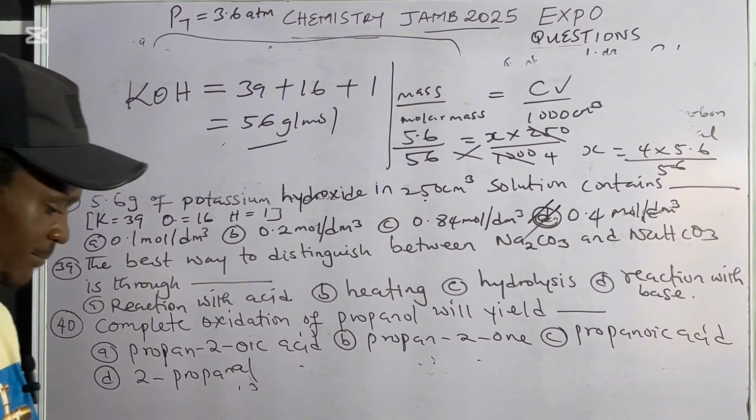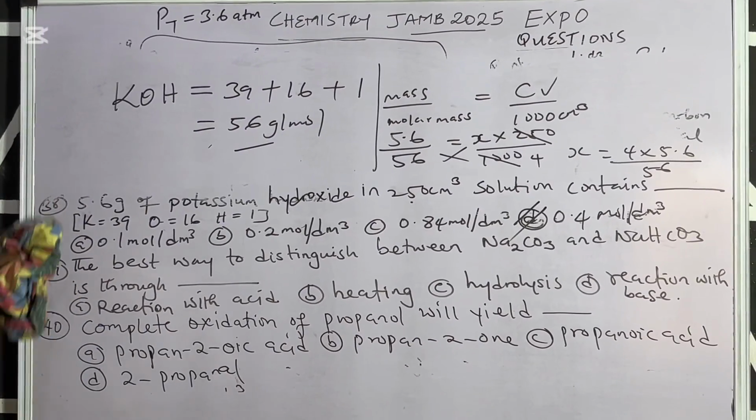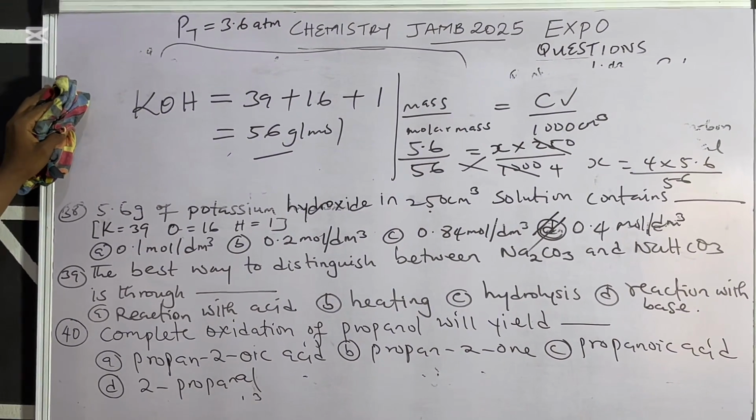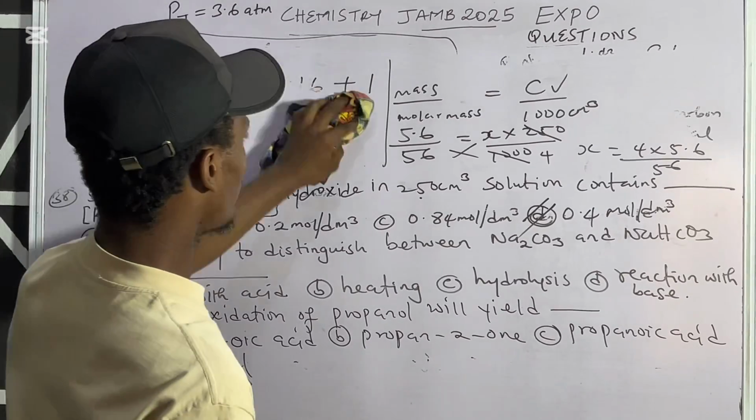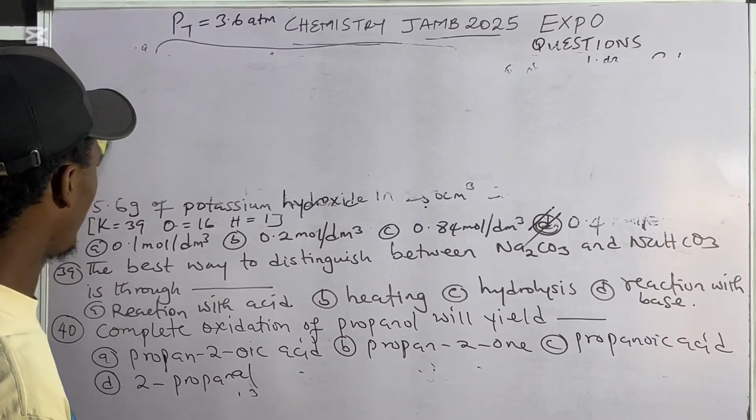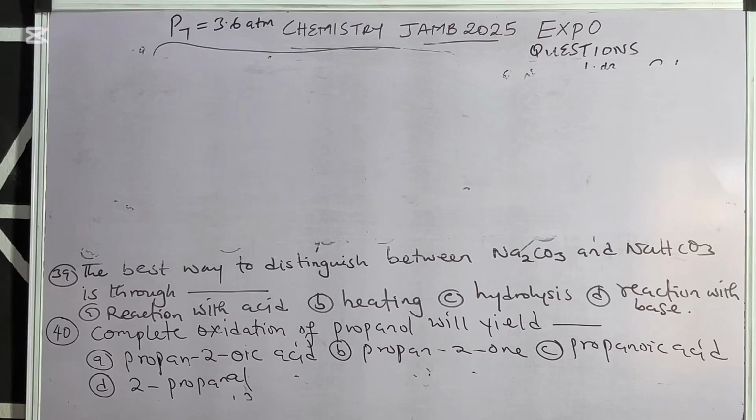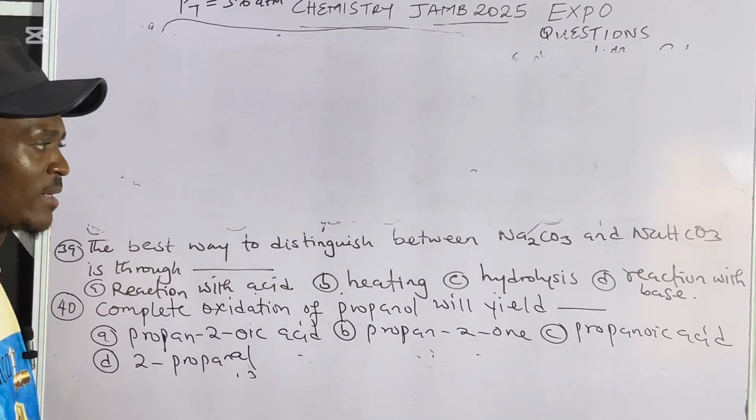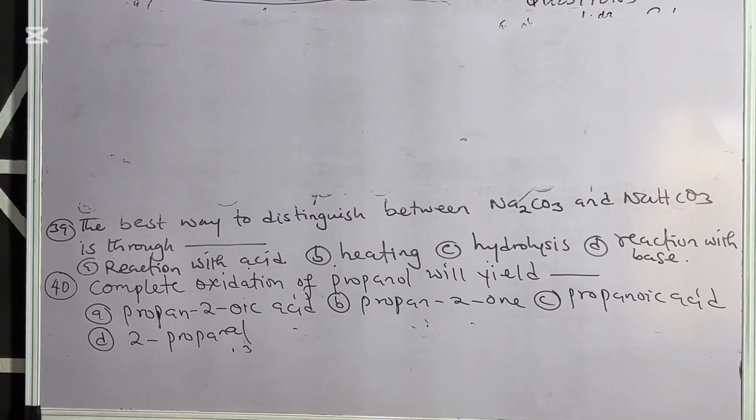Then 39. Question 39. What is the question 39? Question 39: The best way to distinguish between Na2CO3, that's sodium carbonate, and NaHCO3 is through reaction with acid, option A, heating, option B, C is hydrolysis, then D is reaction with base. How do you distinguish both of them?